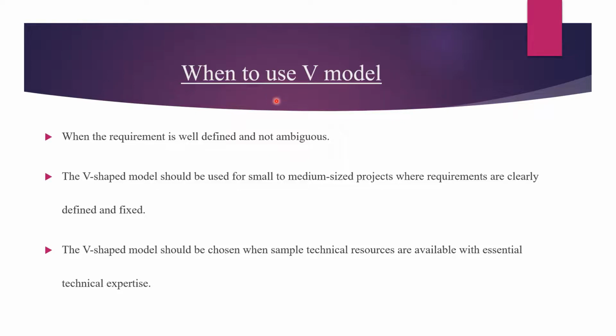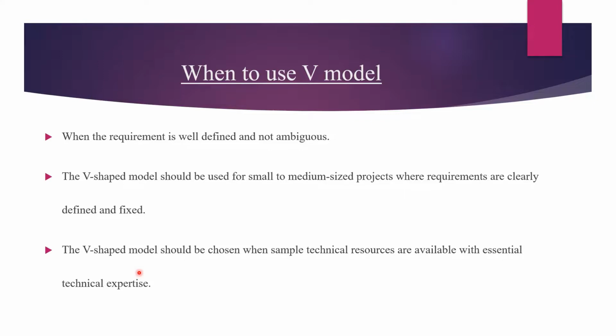The V model is used when we have properly defined requirements and there is no ambiguity from the client side; then this model can be beneficial. The V-shaped model should be used for small to medium sized projects, meaning it is not suitable for very large projects, where requirements are clearly defined and fixed, properly defined and easily handled. Then this software process model can be used.